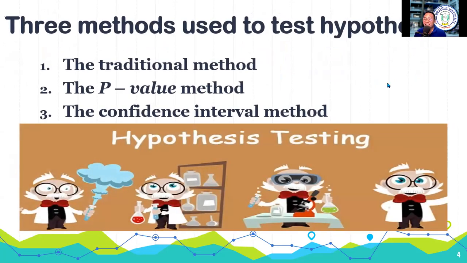Okay, there are three methods to do hypothesis testing, guys. First, the traditional method. Number two, the p-value method. The third is the confidence interval method. I'm going to focus on the first two methods, the traditional method and the p-value method. The reason why I'm focusing on these two is because the confidence interval method is a higher level discussion when it comes to hypothesis testing, and that's going to be good for college or master's degree. So let's level the discussion with your levels in high school.